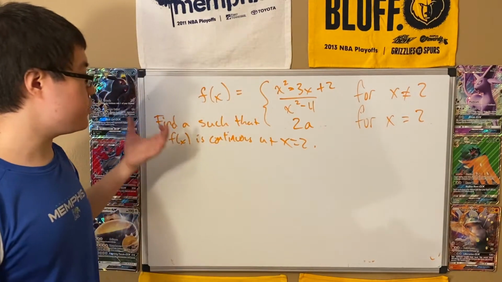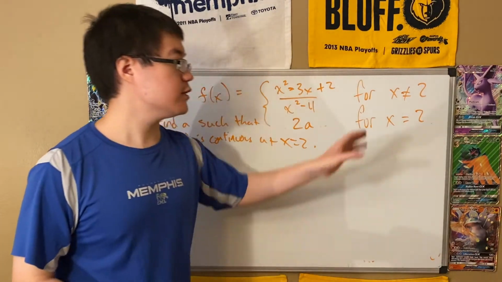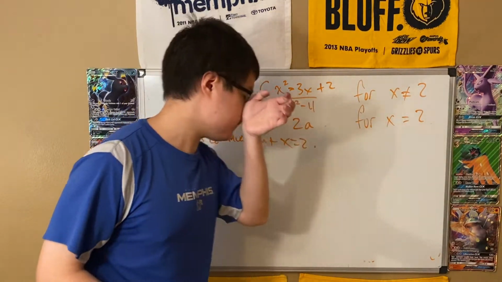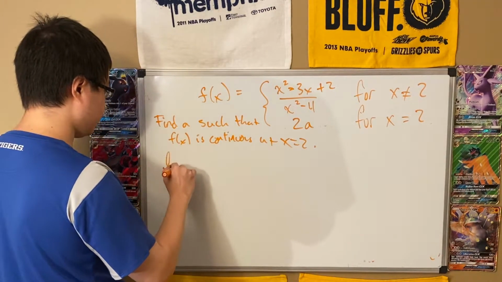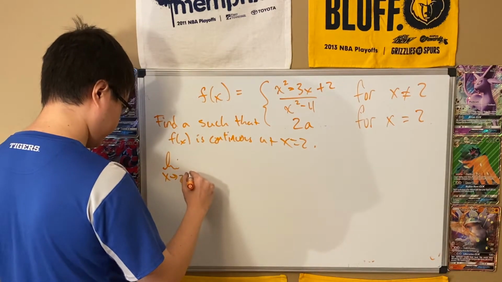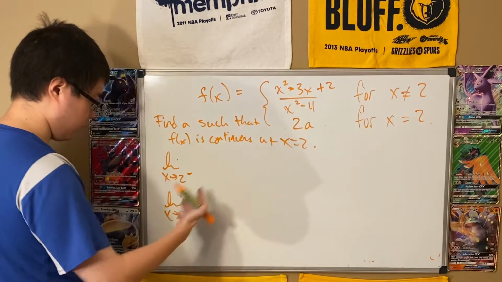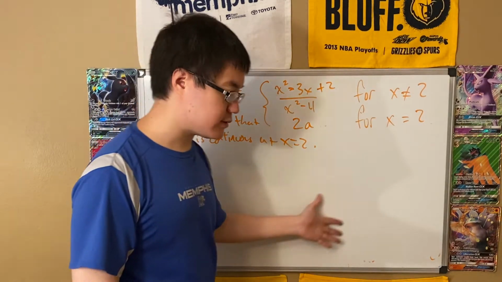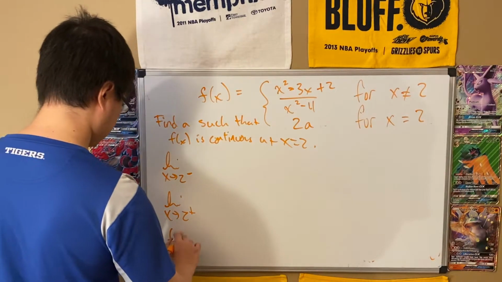And again, what we're going to do is try to find a such that f of x is continuous at x equals 2, so the split point is x equals 2. So same thing as before, we need to find this limit right here, as x goes to 2 from the left. We need to find the right limit. This is going to be in terms of some numbers or equation, and we're going to set it equal to the function value.